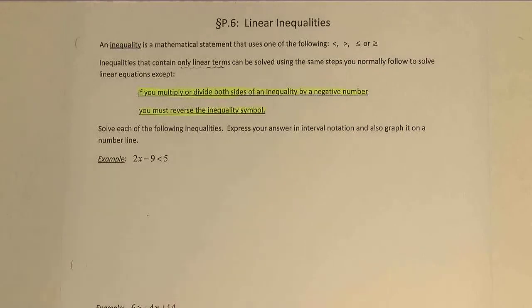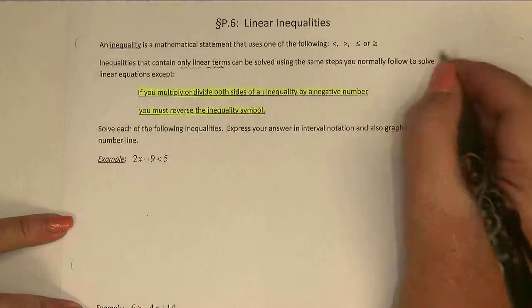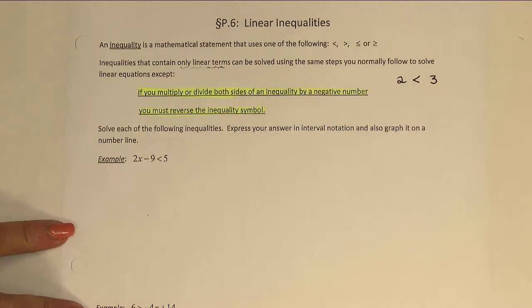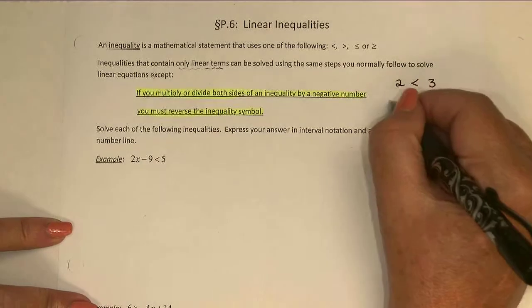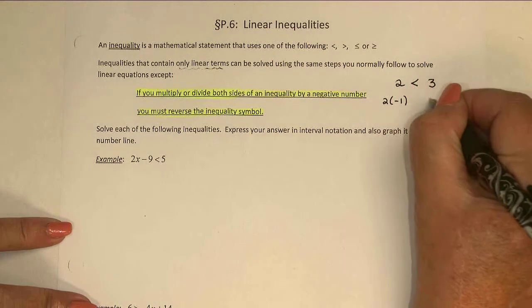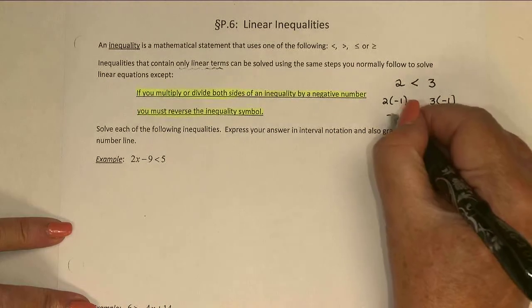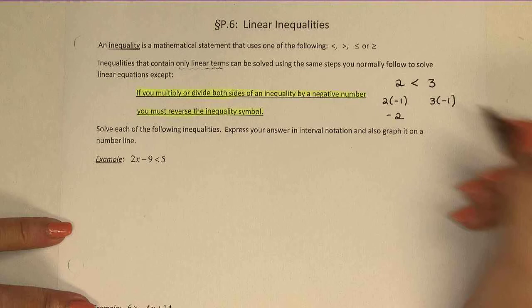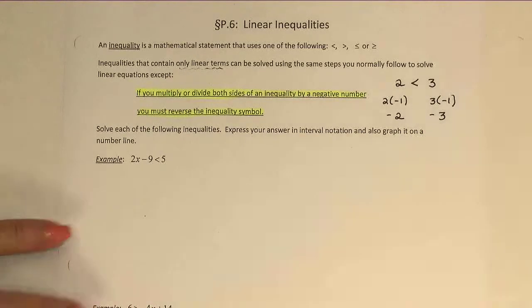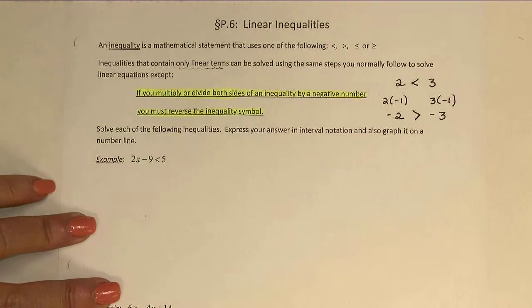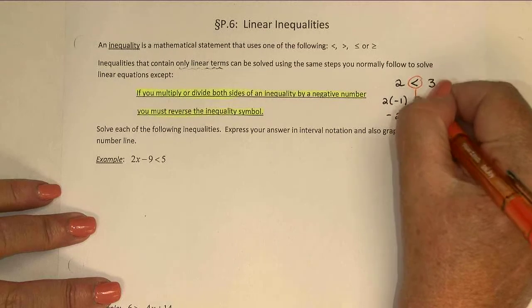If you think about it, it makes sense if you think about just a simple example. Certainly we all know that 2 is less than 3. But look at what would happen if you multiplied both sides of that inequality by negative 1. Left-hand side becomes negative 2, and of course the right-hand side becomes negative 3. Which number is bigger? Well, negative 2 is bigger than negative 3. So what happened here is the inequality symbol reversed.